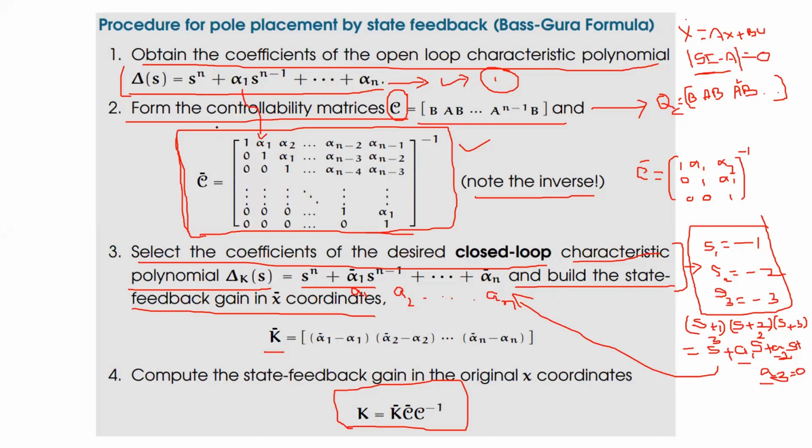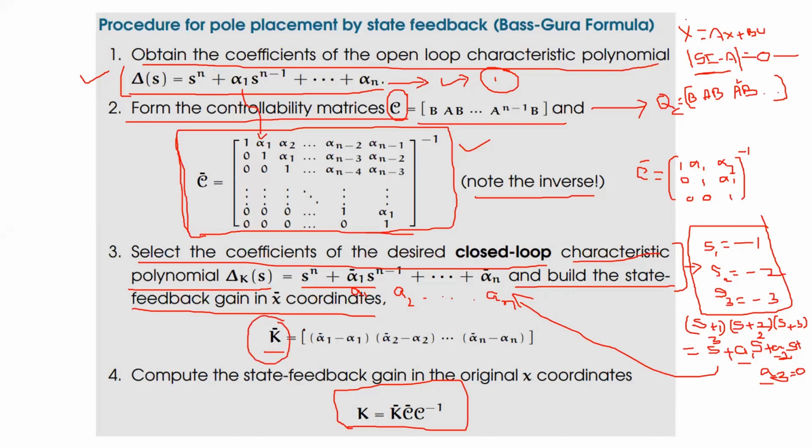So therefore, we have 2 characteristic polynomials. The first one is from the state equation, that is |sI minus A| is equal to 0. There you can get one polynomial equation. And from the given closed loop poles, you can get one more polynomial, that is called the closed loop characteristic polynomial from the poles.